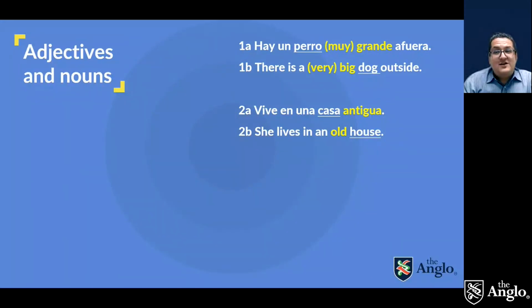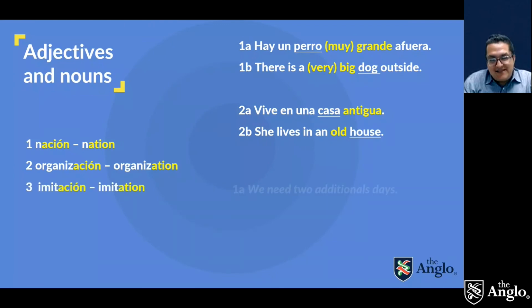So these little rules and these little things that are very common, it's something that we need to observe. For example, in Spanish we say nación, in English we say nation, in Spanish we say organización, organization in English, imitación, imitation. So these endings also give us a very good clue as to what kind of part of speech we're talking about. Here we're talking about nouns, and they generally could be translated that way, okay, with the same ending.